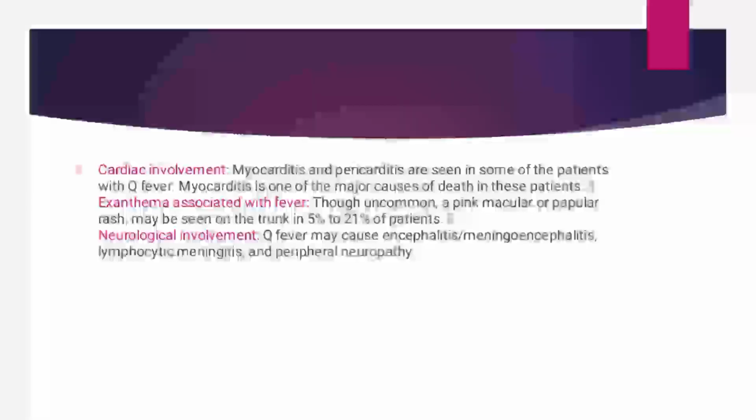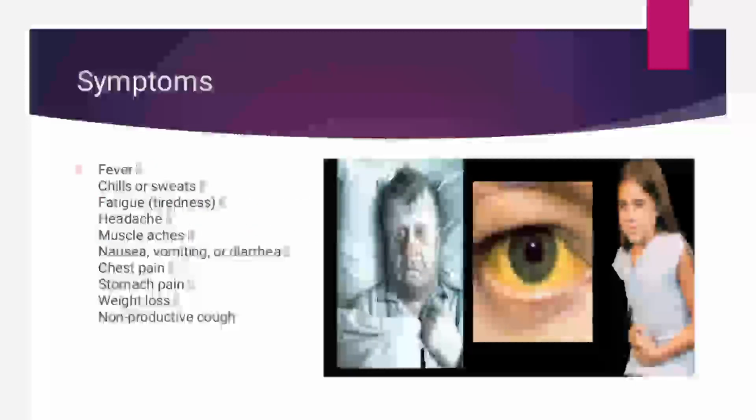The organs affected by Coxiella burnetii pathogenesis. General symptoms for Coxiella burnetii: fever, chills or sweats, fatigue, headache, muscle aches, nausea, vomiting or diarrhea, chest pain, stomach pain, weight loss, non-productive cough. Symptoms can be mild or severe. People who develop severe disease may experience infections of the lungs, pneumonia, or liver, hepatitis.